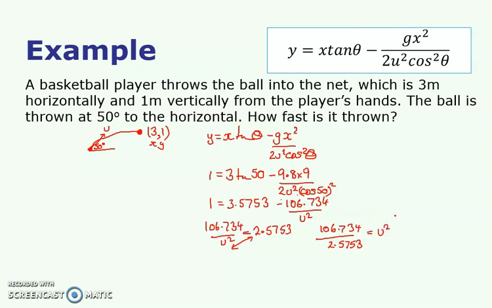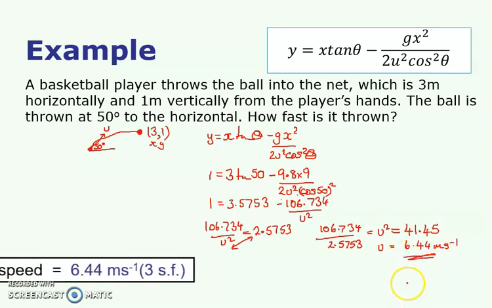Now that's u squared, of course, but divided by 2.5753, I get 41-ish. I was beginning to doubt that 106 figure, but I think it is broadly reasonably accurate. U is the square root of that answer, and I get 6.44. 6.44 is it meters per second. That sounds a reasonable number. I'm not sure if it's right.